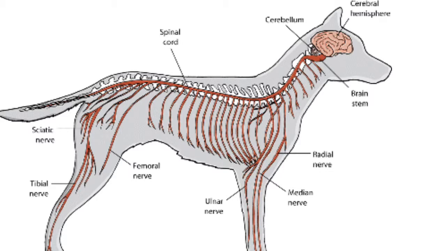Next is the peripheral nervous system. The peripheral nervous system includes the cranial nerves that run from the brain to areas of the neck, as well as those nerves exiting and entering the spinal cord. These nerves carry messages from the central nervous system to other areas of the body, such as the legs and tail. Nerve impulses travel from the brain, down the spinal cord, out the peripheral nerves to the tissues, and back again.